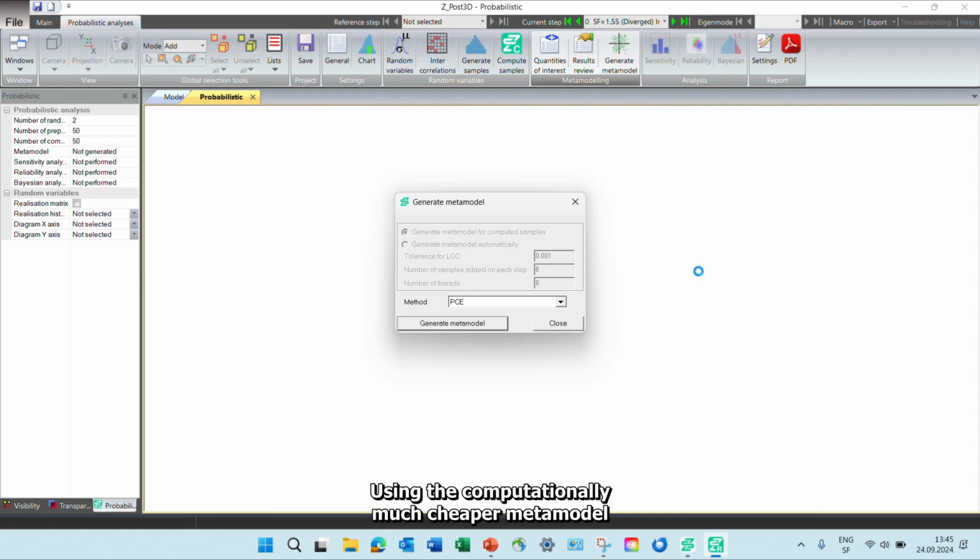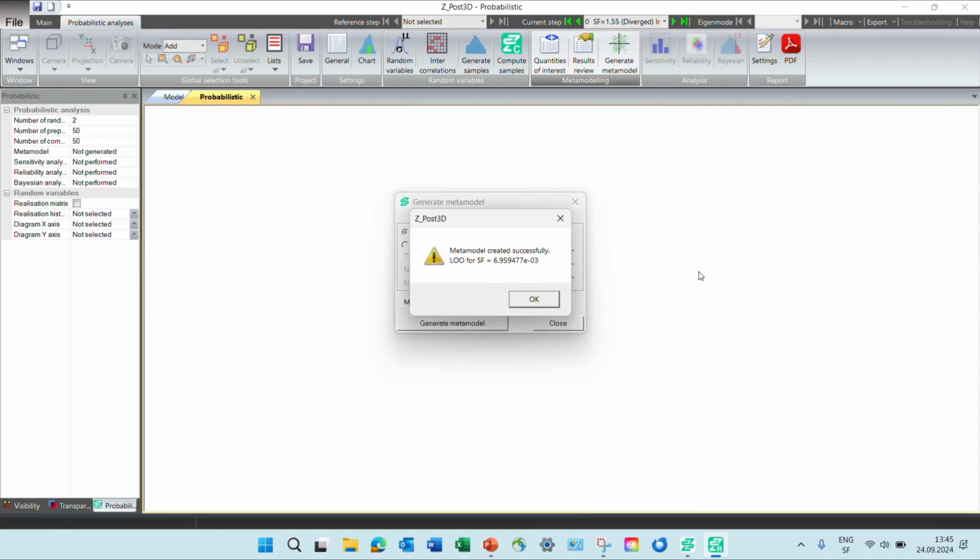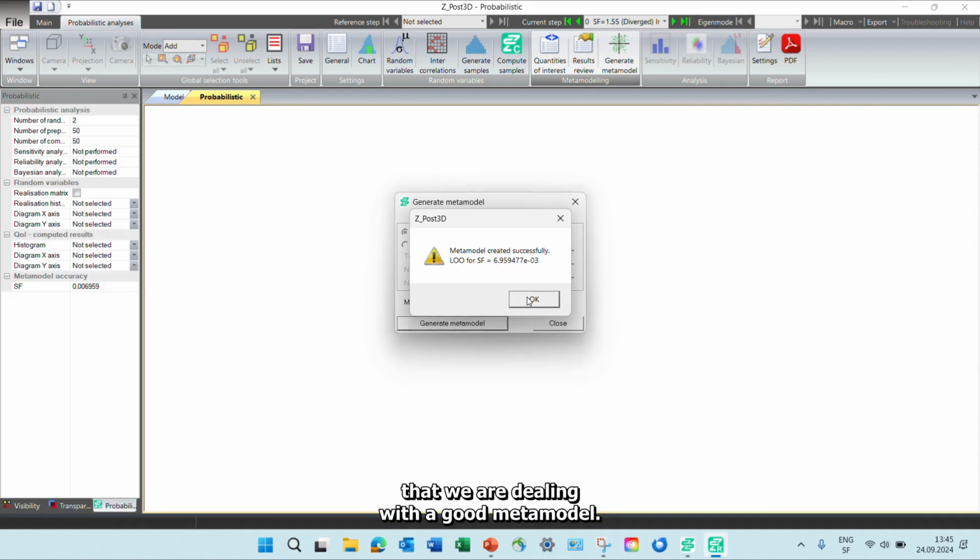Using the computationally much cheaper meta-model enables us to perform a Monte Carlo simulation and run hundreds of thousands of computations in order to find, for example, the probability of failure of our vertical cut. The quality of the obtained meta-model is indicated here by this value, called the leave one out error. In our case, it is less than 1%, which means that we are dealing with a good meta-model.